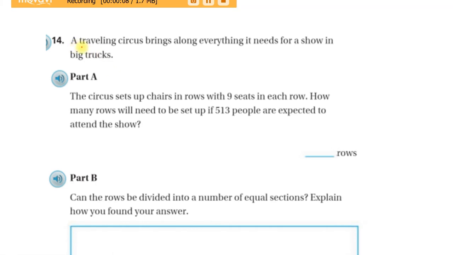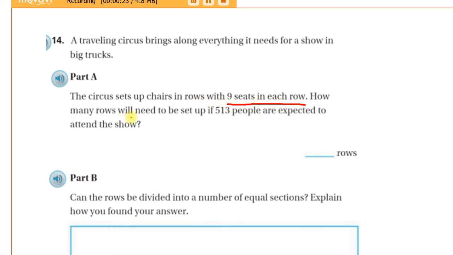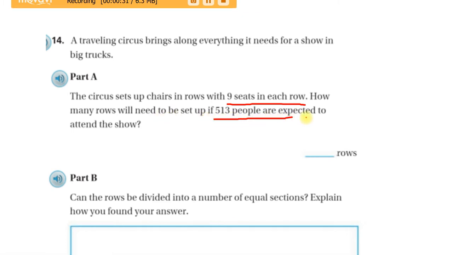Alright, let's get started. A traveling circus brings along everything it needs for a show in big trucks. Part A. The circus sets up chairs in rows with 9 seats in each row. How many rows will need to be set up if 513 people are expected to attend the show?